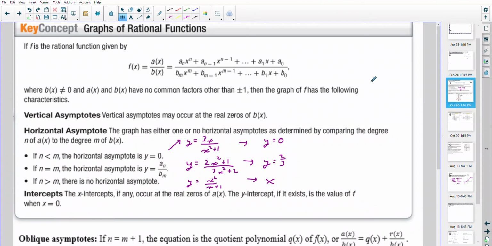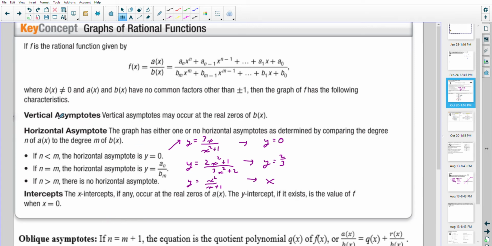Graphing rational functions is easiest if you break down certain parts of the function, and more specifically you're looking at vertical and horizontal asymptotes, intercepts. Once in a while you're going to have an oblique asymptote.